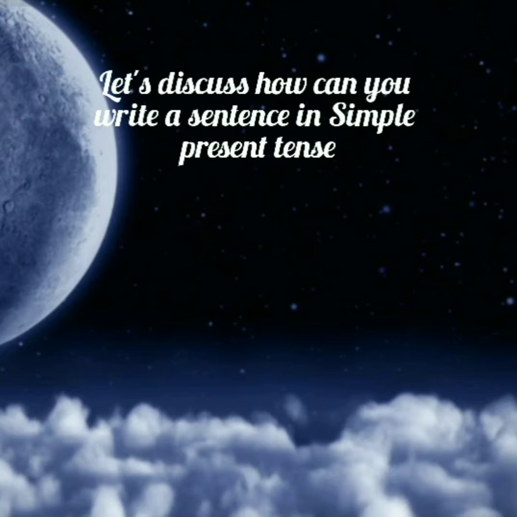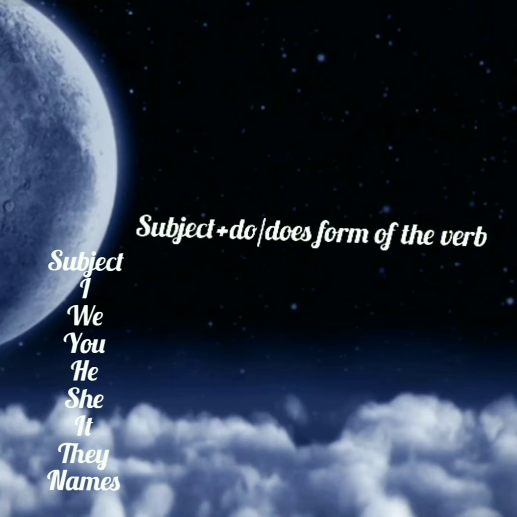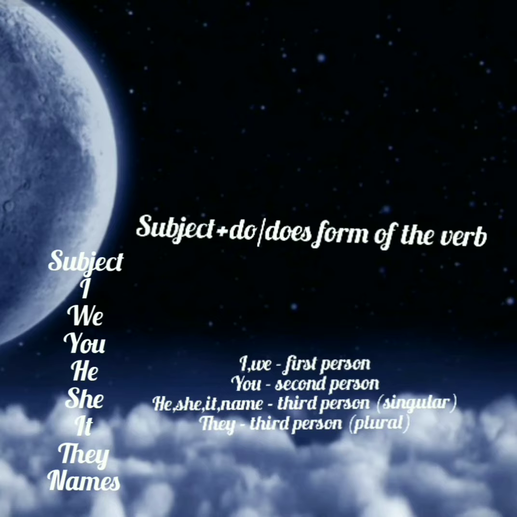Let's discuss how you can write a sentence in simple present tense. Whenever we want to write a sentence in English, we mainly give importance to the subject. First of all, examples: I, we, you, he, she, it, they, names. Besides the subjects, we can use the do or does form of the verb. There is a condition that if the subject is third person singular, we have to add s or es to the verb.